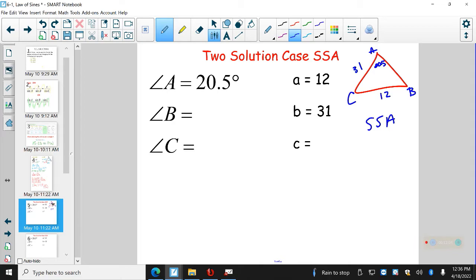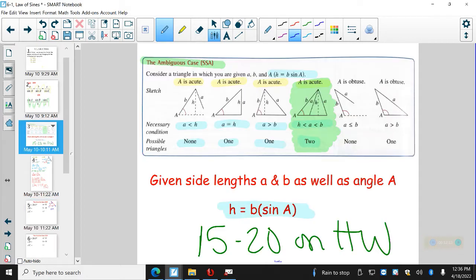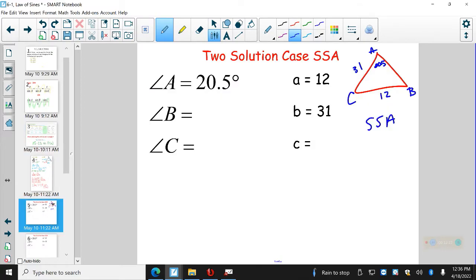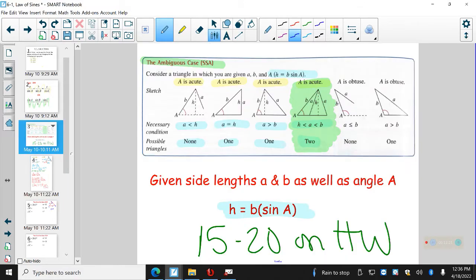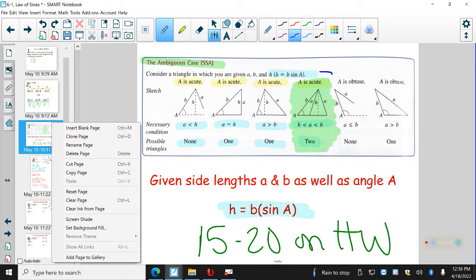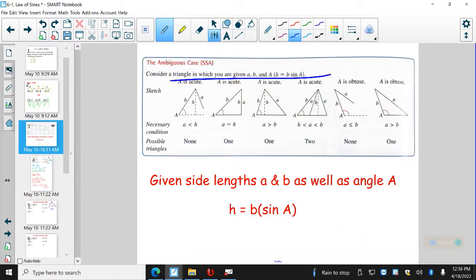All right, so now that we know we have the side-side angle, we have to do some comparing and contrasting, and we have to find some H values. Because we have to look at this chart right here and say, hey, what do we have going on? Well, what we have going on is that A is an acute angle. So since A is an acute angle, we know that we are going to be in one of these scenarios. Does that make sense? Okay, because A is acute and it's a side-side angle.